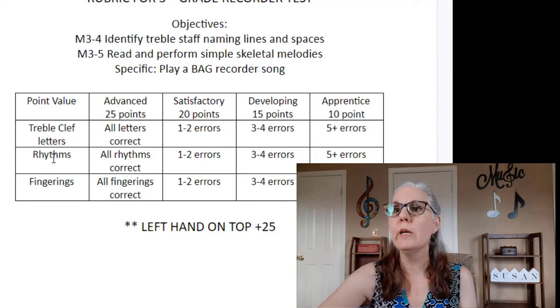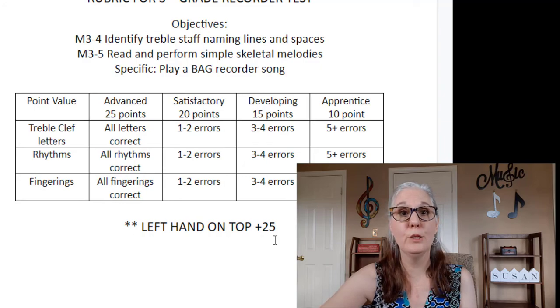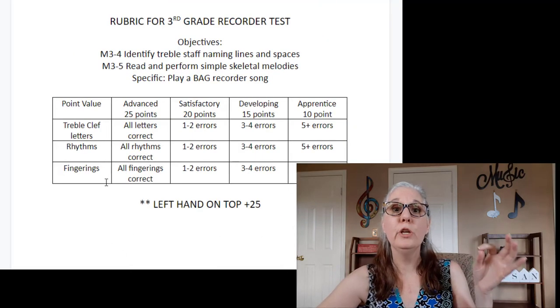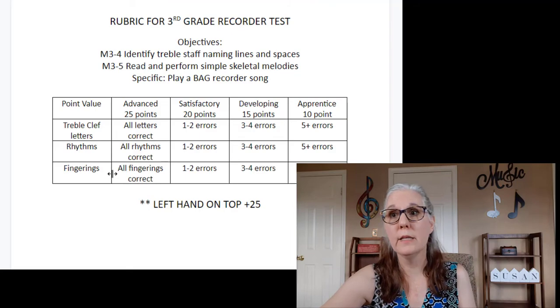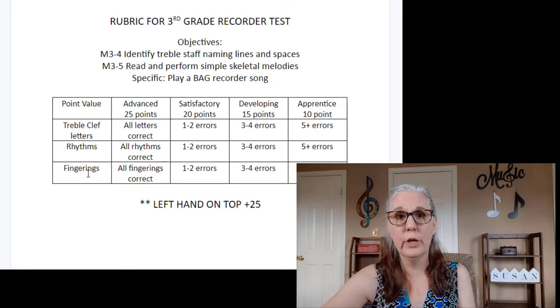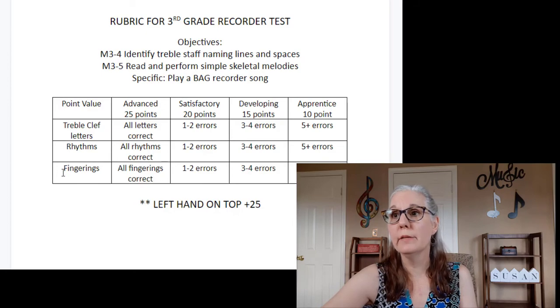So you can see the 3 categories that I have here: treble clef letters, rhythms, and fingerings. And if they do their left hand on top, that's plus 25. They might have really good fingerings, but with the wrong hand on top. Same with the rhythms. They might play it rhythmically accurate. They might even be able to tell you the treble clef letters. And their fingerings are good, but that is the wrong hand on top. They still should get some sort of points for doing these other things correctly.